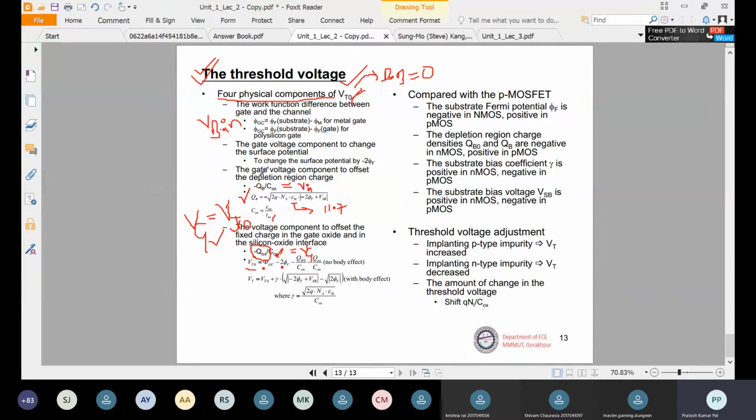एंड द नेक्स्ट वैल्यू विल बी माइनस QB divided by COX. तो माइनस QB divided by COX. This will be the component because of the depletion charge. तो depletion charge को हमें remove करना है. And this will be the component because of the oxide charge. ठीक है, जो हमारा oxide charge है उसको remove करने के लिए minus QOX divided by COX.